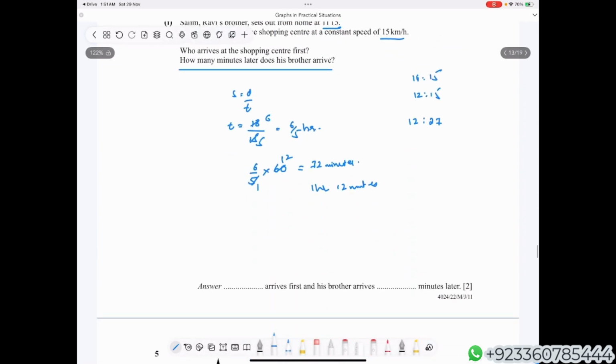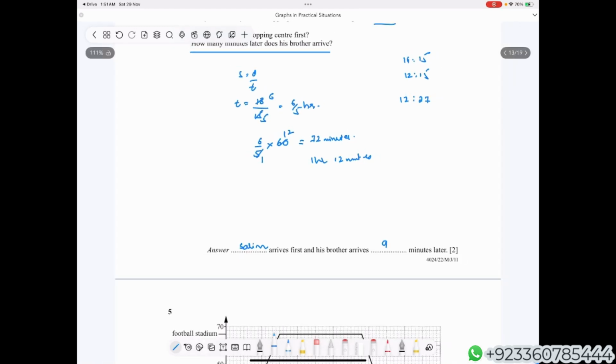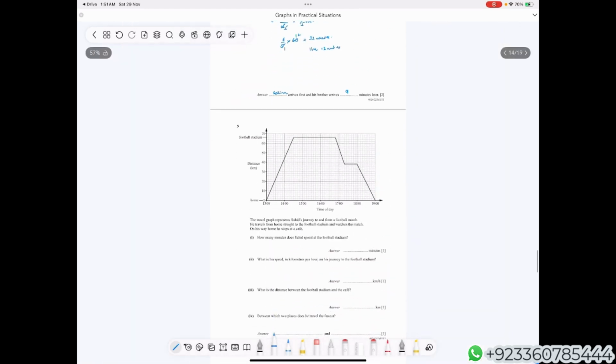So Salim will reach first, okay? And what's the difference between their times? It's going to be 9 minutes. So 27, 28, 29, 30, 31, 32, 33, 34, 35, 36. That's 9 minutes. I hope this is clear.